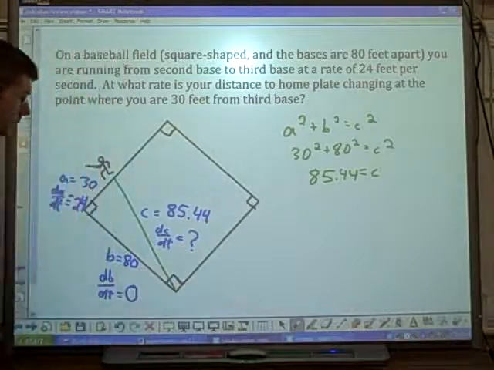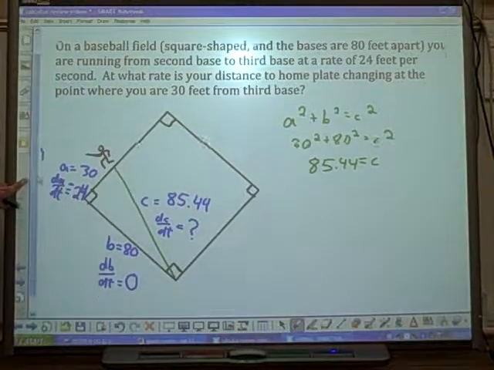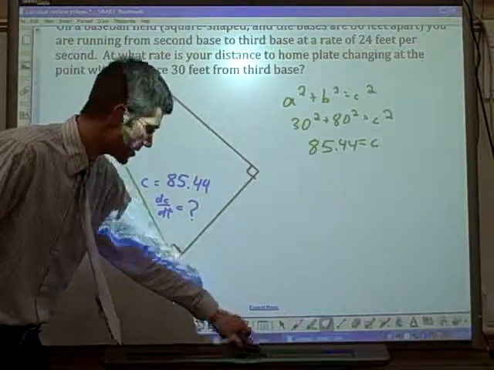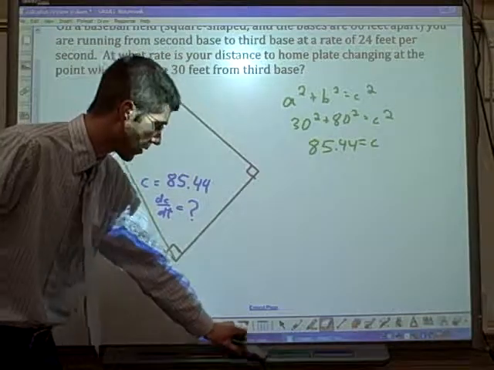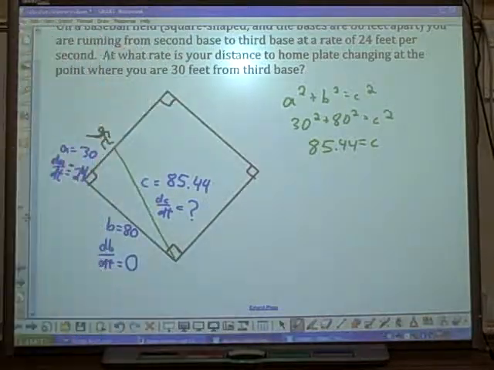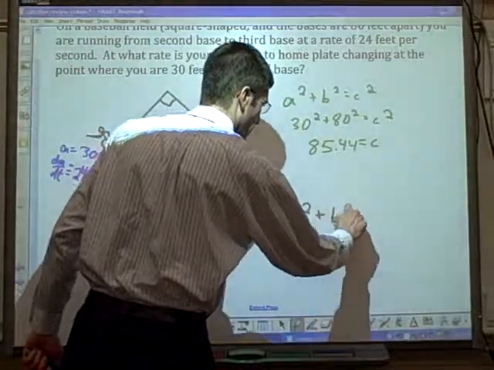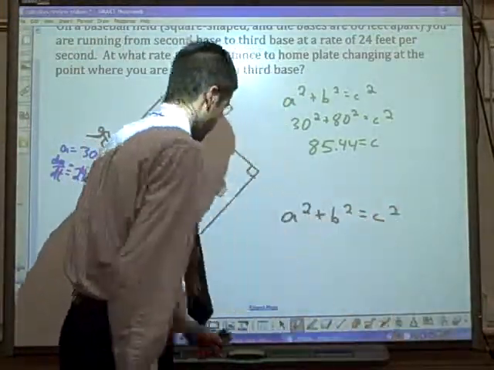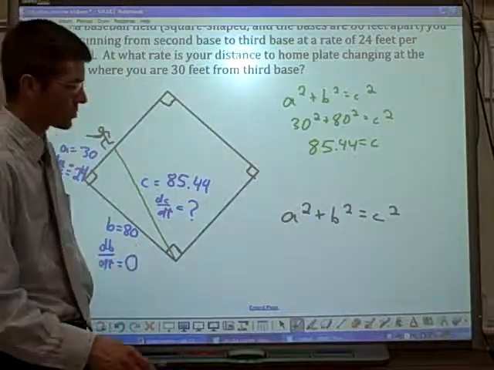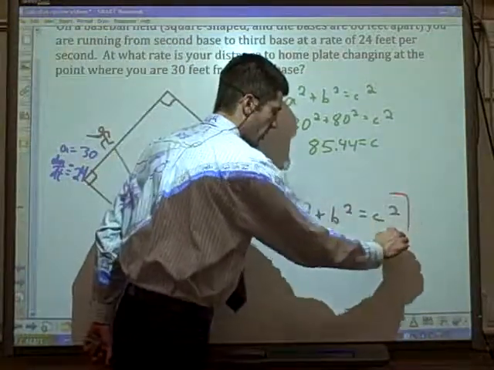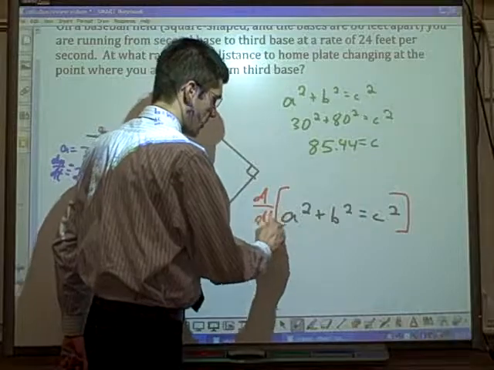85.44. All right. Now it's time for some calculus. That thing is not aligned. Imagine that. No matter how hard I try. Frustrating, isn't it? Okay. A squared plus B squared equals C squared. We're going to show something that sort of happens in our head. It's one of those notational things. We're going to take the derivative of this with respect to t.